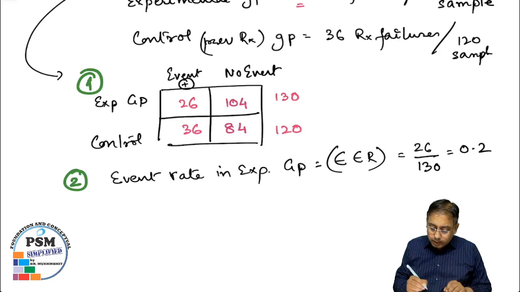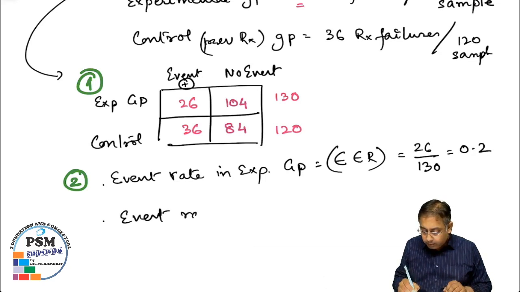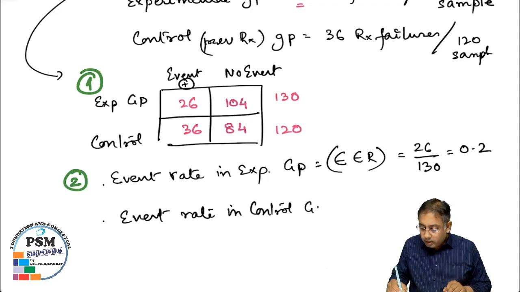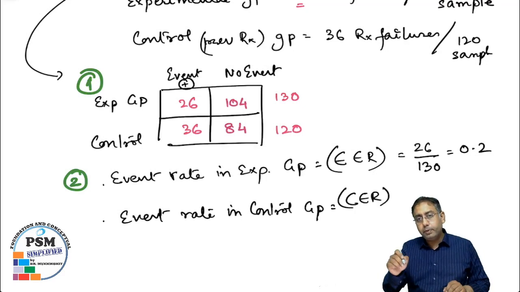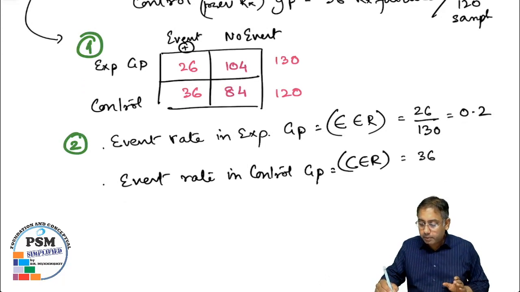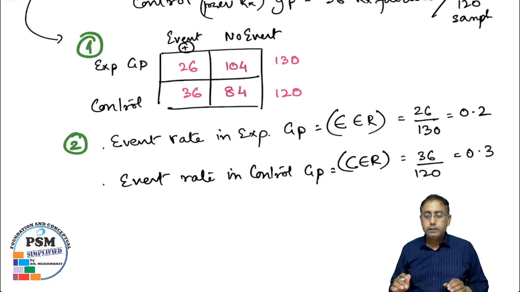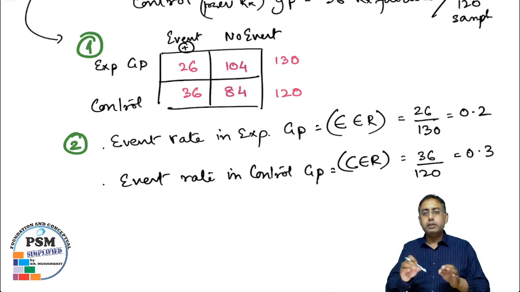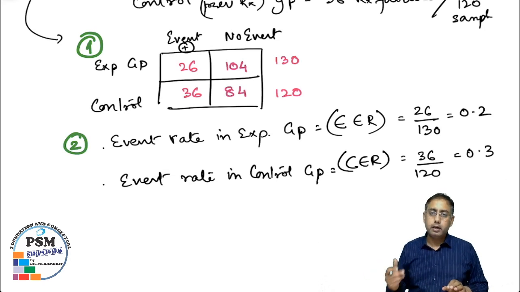So next I would like to calculate the event rate in the control group. Event rate in the control group, we call it the control group event rate, CER. So CER, you already know it. It is 36 deaths that happened out of 120. So 36, 12 threes are 36, answer is 0.3, right? So CER is this much and EER is this much.